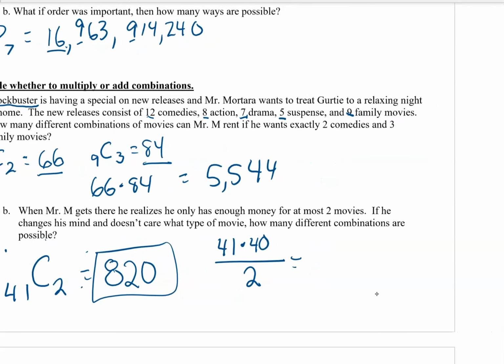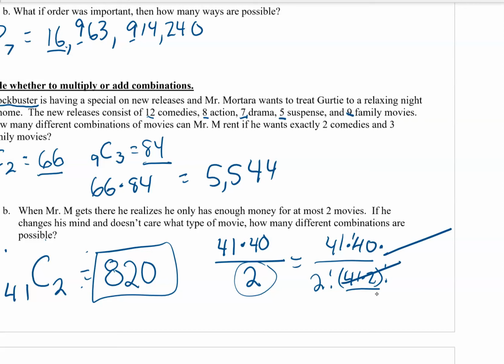What is that really? Well, it's 41 factorial divided by 2 factorial times 41 minus 2 factorial, which is all the numbers, that's 39 down to 1. So if we, instead of writing all of this out, just eliminate everything from 39 down to 1, we have 41 times 40 on the top, and then because order doesn't matter, we divide that by the 2 different ways he could have chosen those 2 movies. A and then B, or B and then A.